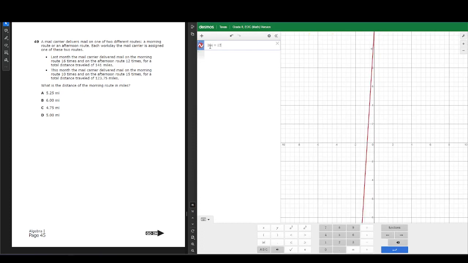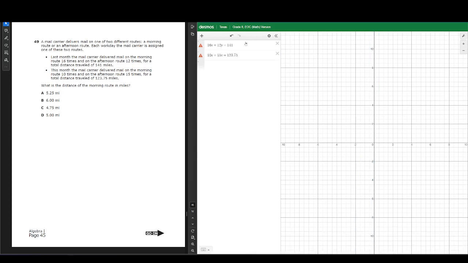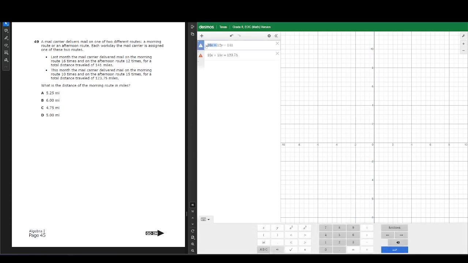16x plus 12y equals 141. And the other one is 10x plus 15y equals 123.75. So as usual, these are not in y equals form, so we're going to rearrange it a bit. We're going to subtract 16x over to this side, and then we're going to divide this entire side by 12 to get rid of this. And then we're going to subtract 15x from this side and divide this whole side by 10 to get rid of the 10. Oh, and this was y. Okay.